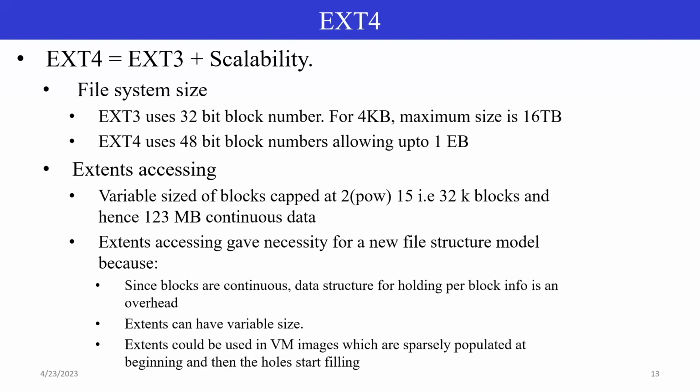The second thing is, this extent access gives the necessity for a new file structure model compared to the other ones, because blocks are continuous. The data structure for holding per-block information has a metadata overhead, like I said. Here you just need to maintain only two things: this is my block, and this is so many blocks after that. It could be thousands. It could be 2 to the power of 15, 32K. Up to 32K, I can say this is my number of blocks which are continuous. I just need to maintain only two pieces of metadata information, so your metadata is extremely small.